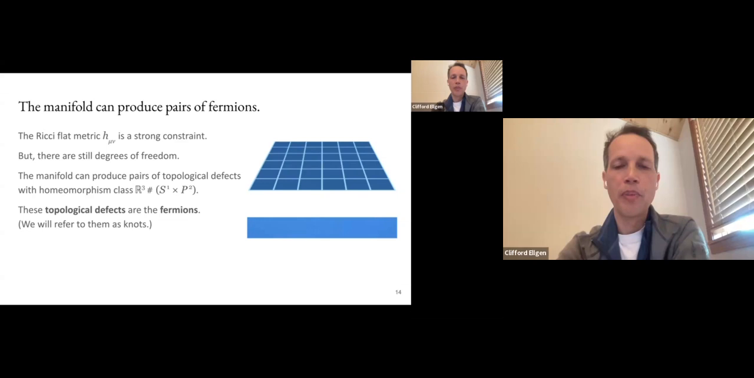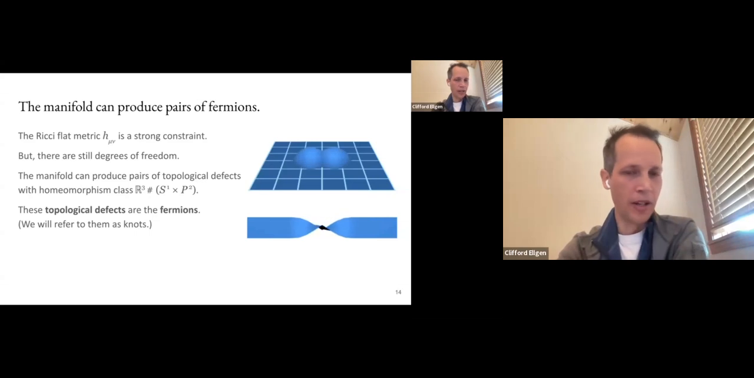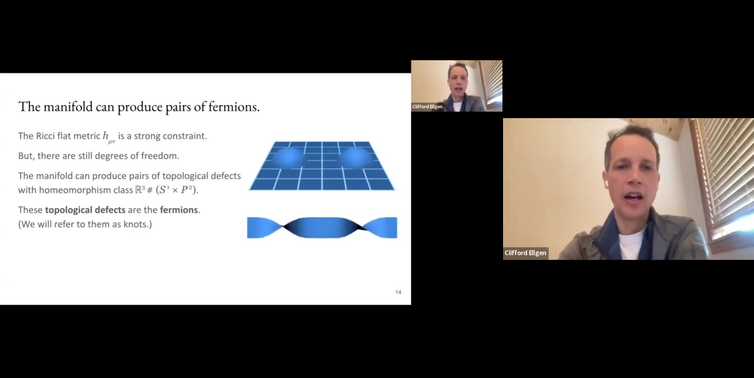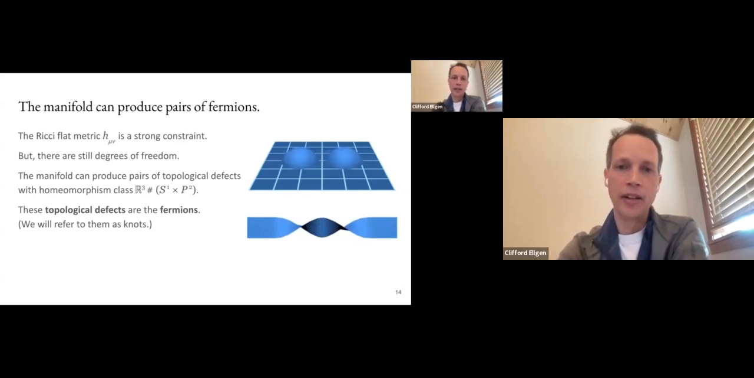Even subject to the constraint that we have this Ricci flat metric on this manifold, it turns out that we can produce pairs of topological defects where those defects have homeomorphism class R3 connected sum S1 cross P2. In this talk, we're not going to get into too many of the details about what that particular topology is, but we can say that if it were just R3, that would be flat spacetime. It's just a flat three-dimensional space. And then if we have one defect in spacetime, then that would be the connected sum, R3 connected sum S1 cross P2. And then in the animation on the right, what we're showing is a pair of those defects.